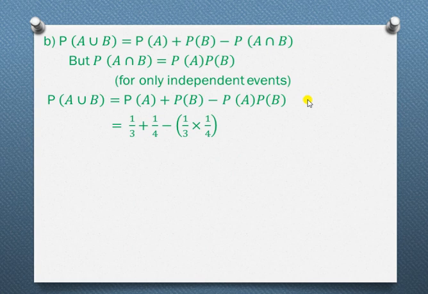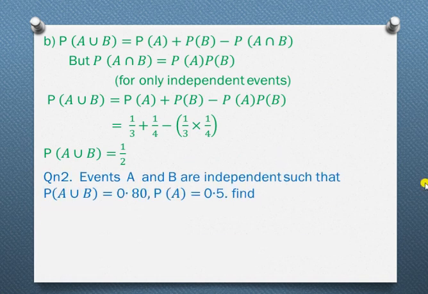Then the next step will be substitution automatically. So we knew the probability of A, we knew the probability of B as a quarter, then the product of the two. Then correctly press your calculator. It will give you a half as the probability of A union B. So that was our example number 1.